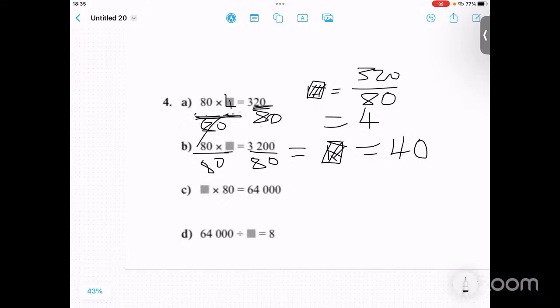Okay, that's good. So you're saying we're going to divide by 80, which is going to be 800. You got 800. That's good. Now let's go to D, which is 64,000 divided by that unknown is equal to 8.